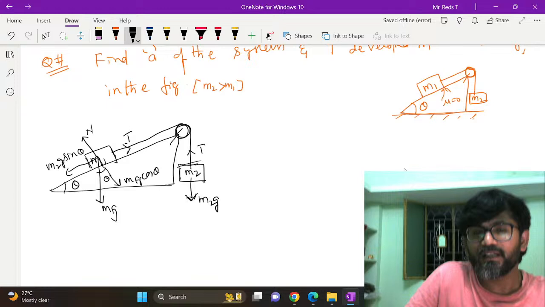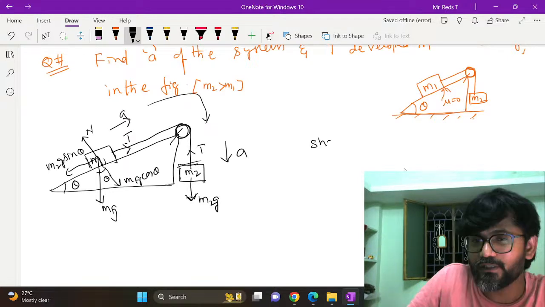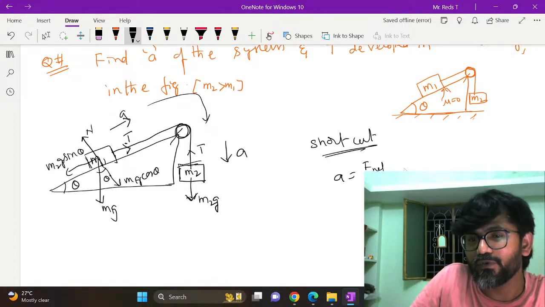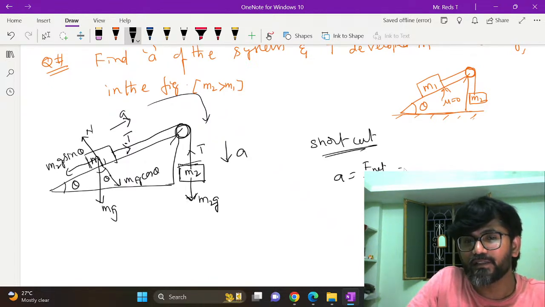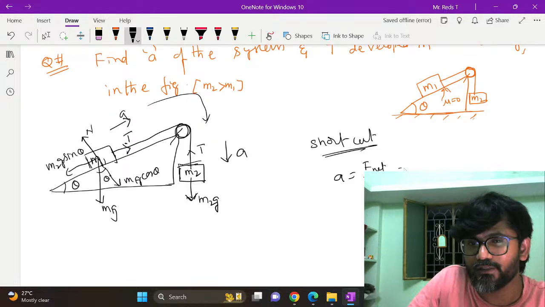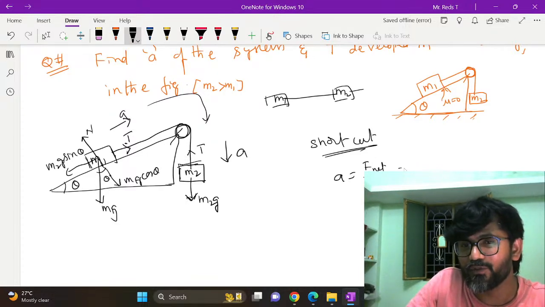This is moving down with an acceleration A, and this is moving with an acceleration A upwards. So this entire system is moving like this. Using the shortcut, acceleration A is equal to net force by total mass. To find the net force, take M2 here and M1 here. And what are the external forces acting on M2?